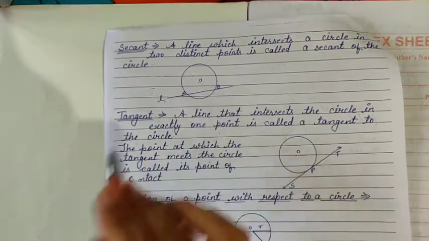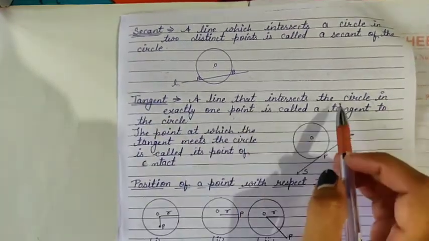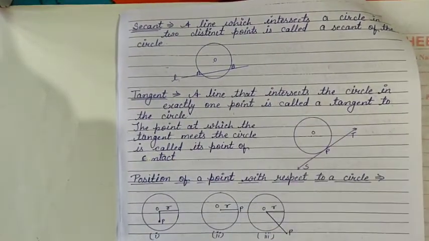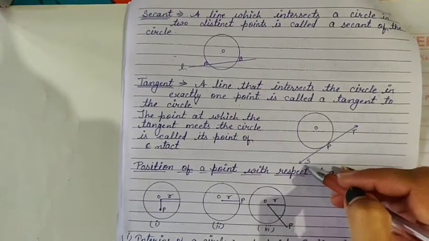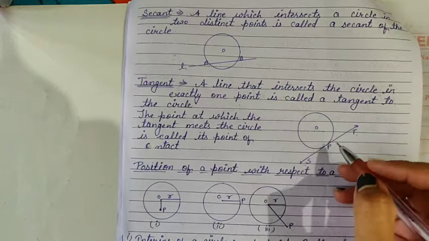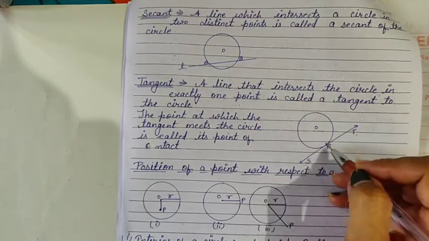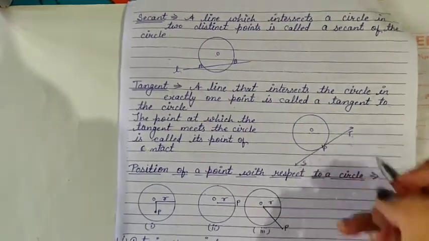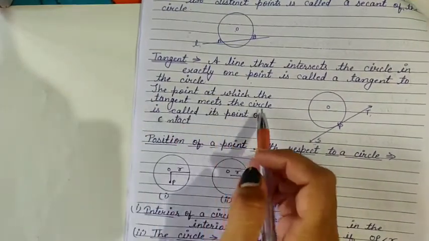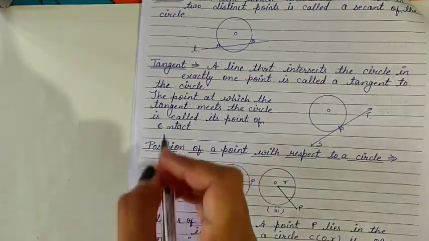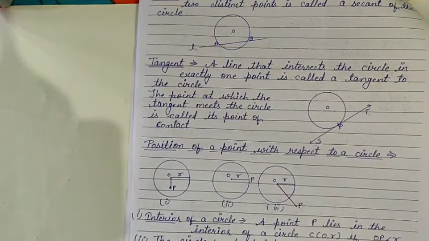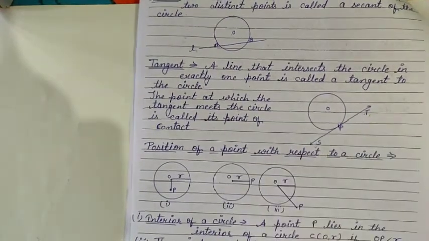Now tangent. A line that intersects the circle in exactly 1 point is called a tangent to the circle. This is a line ST, and this line intersects the circle in exactly 1 point. This point is P. So this line ST is called its tangent. The point at which the tangent meets the circle is called its point of contact. This point P is called its point of contact and this line ST is called its tangent.